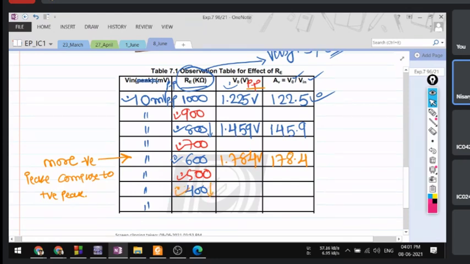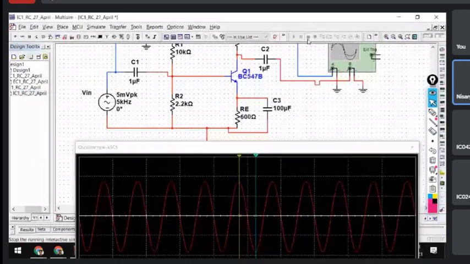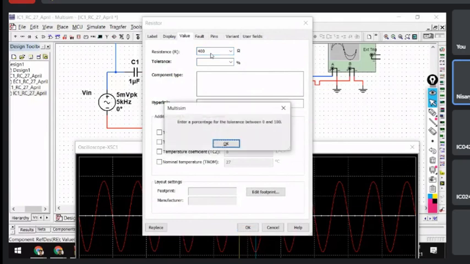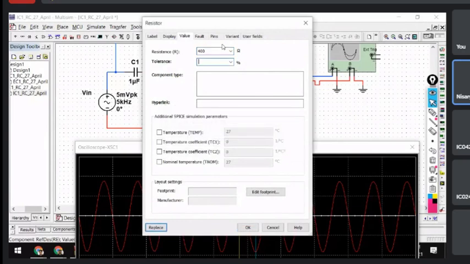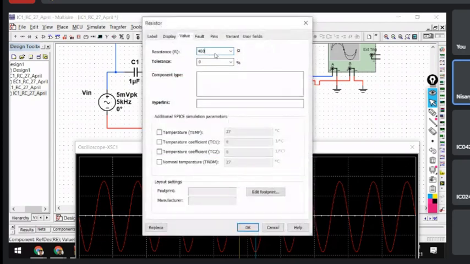500 you will do it. 400 I will do it. So just pay attention, student. Let me pause it. Stop it. 600. Let us go with 400. Oh, what is this? Tolerance. Just a second, let me reopen it. 400.